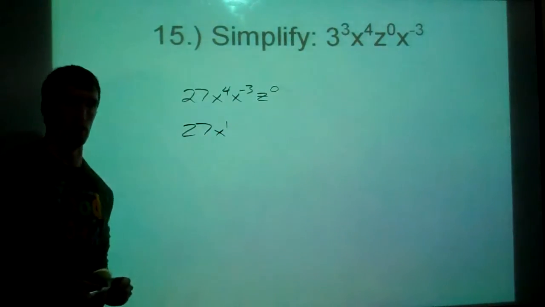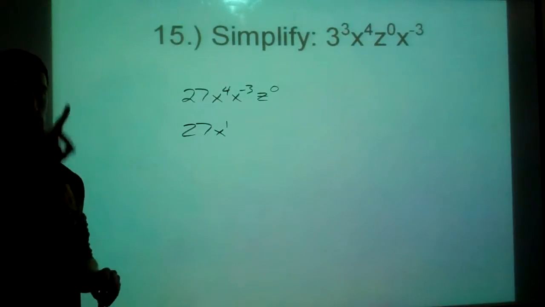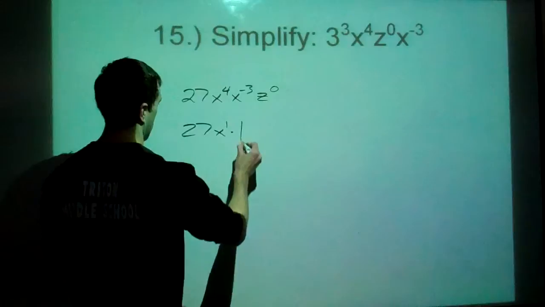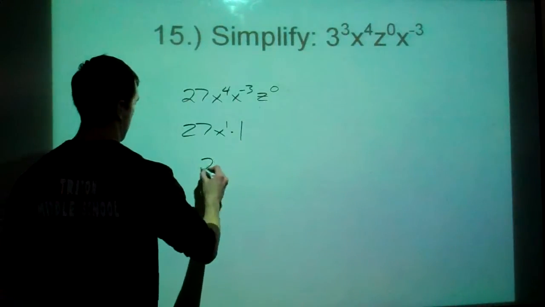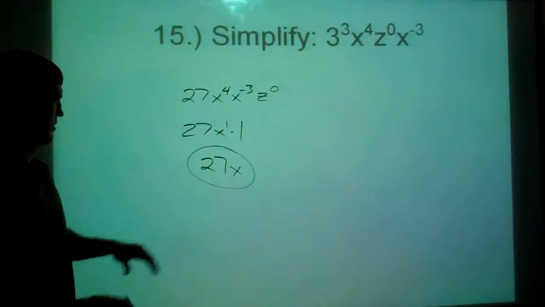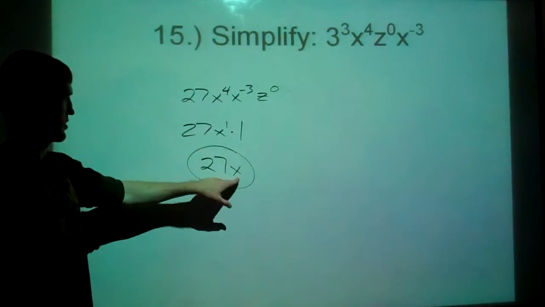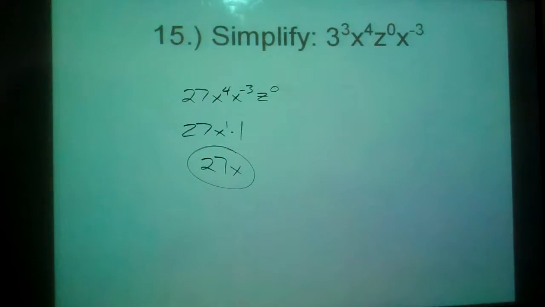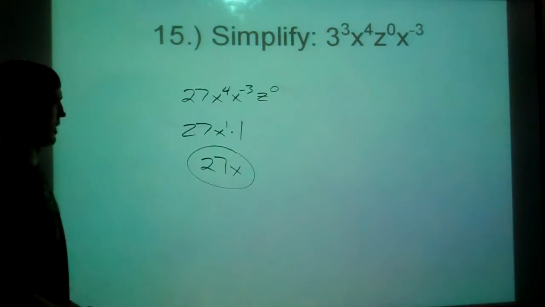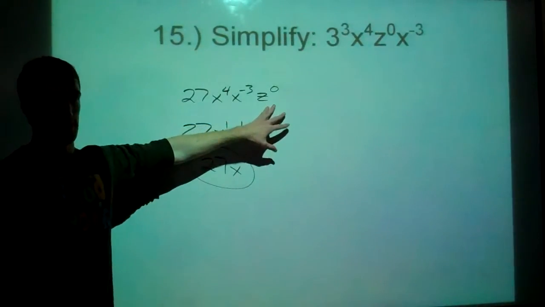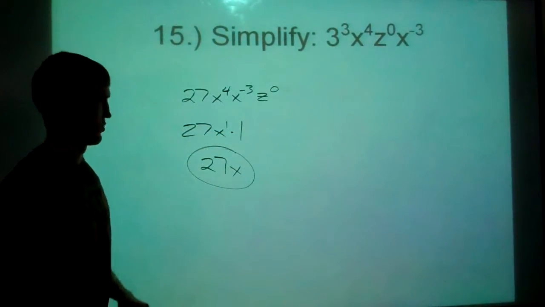Z to the 0 power. Anything to the 0 power is 1. So really, we have times 1, and we can write our solution like that, because x to the first is just x, and anything times 1 is just itself. So 27x would be our solution. Now, if we forget that anything to the 0 is 1, here's why.